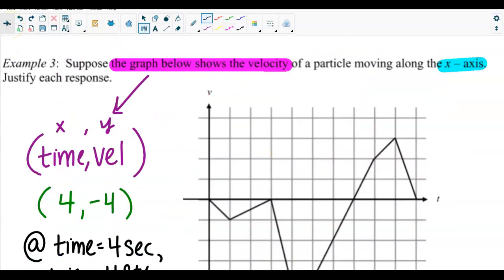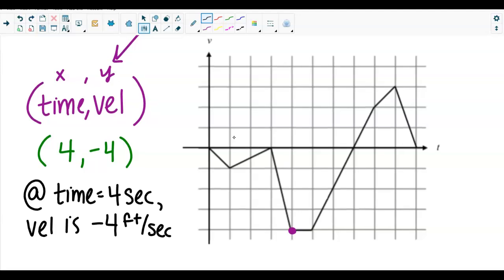Okay, so then we get to velocity graphs. We have to pay really close attention to whether it's a position graph or a velocity graph. This one shows us the velocity, and we're moving along the x-axis. So whenever we see an ordered pair in this graph specifically, our x is time and our y is velocity. If we see this point right here, 4, -4, what that is saying is at a time of 4 seconds, our velocity is -4 feet per second. So every y value is a velocity. Keep that in mind as we answer questions here.